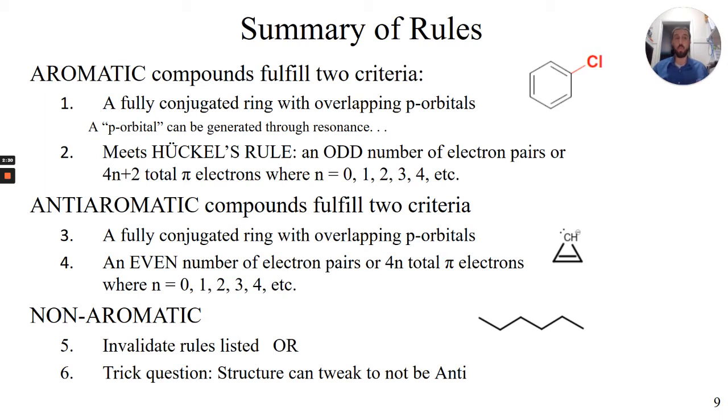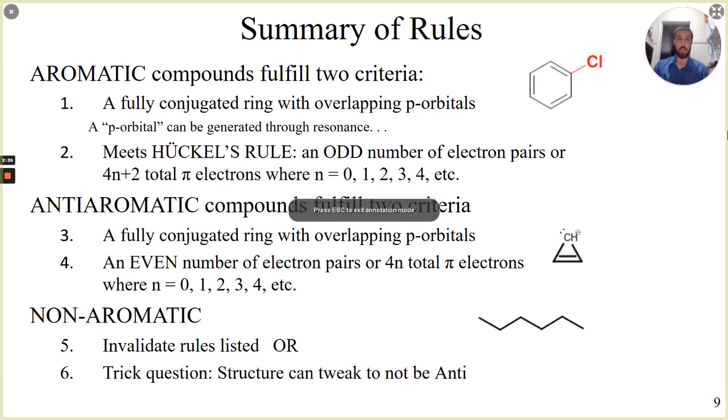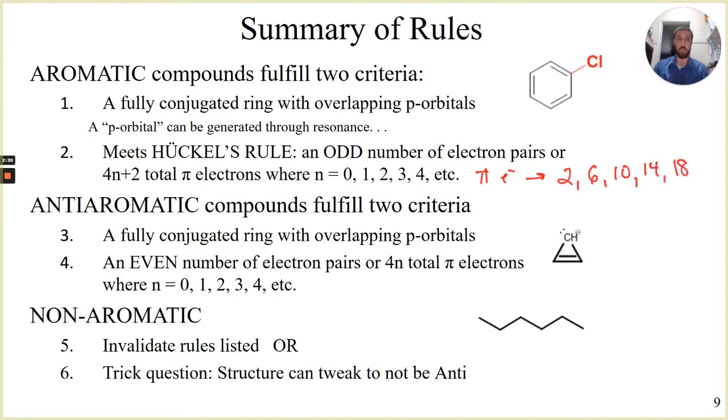Okay? And so really what this rule boils down to, which is potentially more relevant for you, is that when we're looking at Huckel's rule, what we want is the number of electrons in our p orbitals, our pi electrons. We want our pi electrons to be 2, 6, 10, 14, 18. Anybody noticing a pattern here? They're just adding 4 each time.